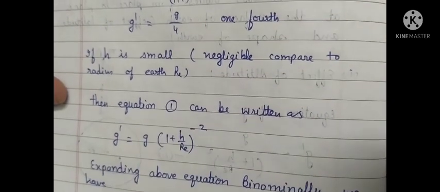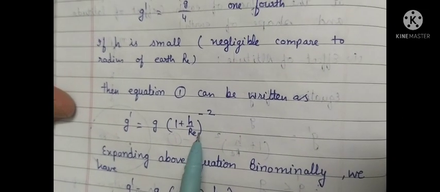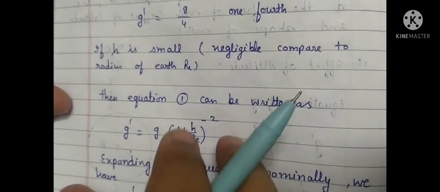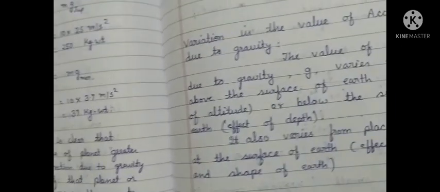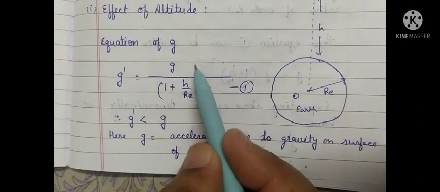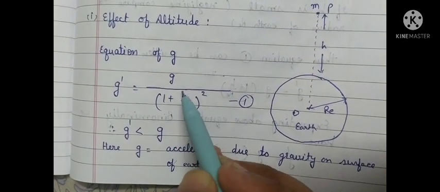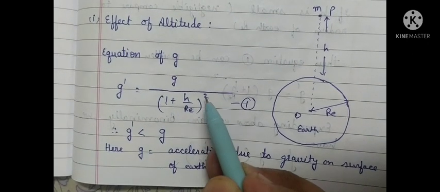Now the second point is here from equation 1. Bring this denominator term to the numerator, 1 plus h by RE whole square.